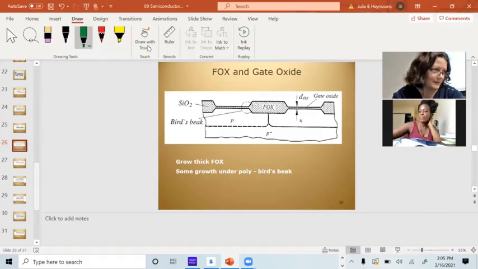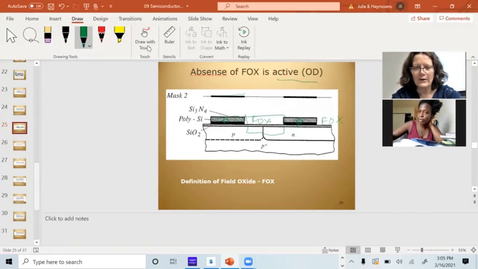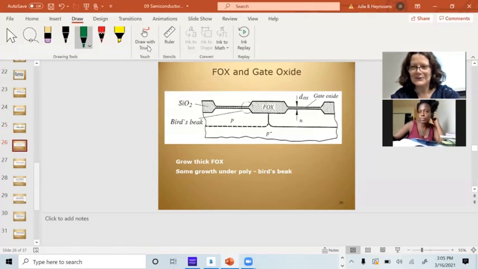What? Bird's beak, excuse me. Bird's beak, yes, that's a real technical term here. What the bird's beak was: when I grow this Fox, I've decided where I want to grow the Fox here. And then the Fox creates a bird's beak. The Fox is every place that I allowed it to grow.